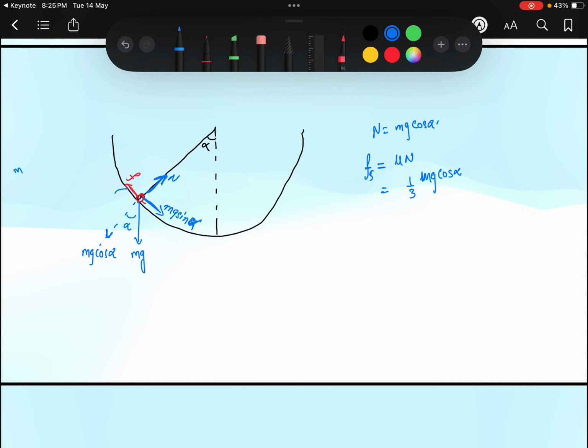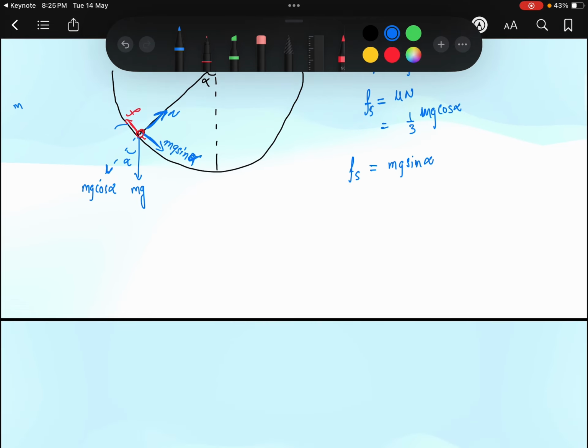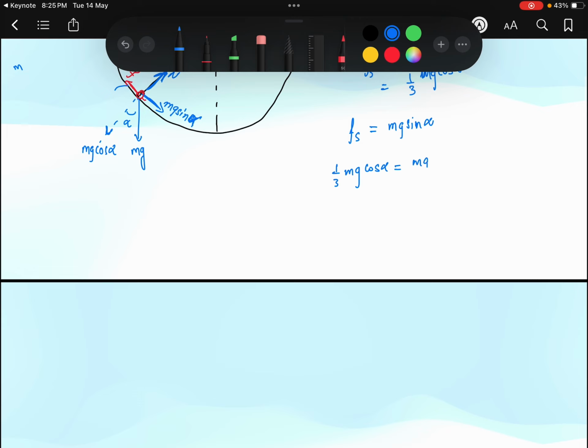the equation of motion I will write here. The net force will be equal to 0. That means this static friction will be balanced by this mg sin alpha. What is the value of this frictional force? 1 by 3 mg cos alpha. Okay, that is equal to mg sin alpha. So here mg will cancel out on both sides. Then here tan alpha is equal to 1 by 3.